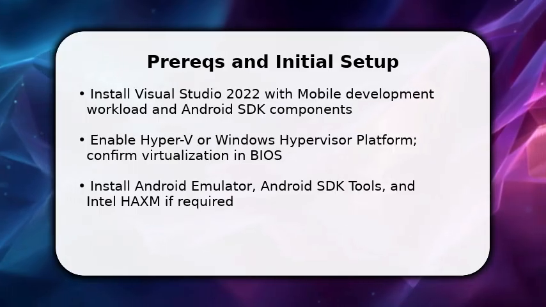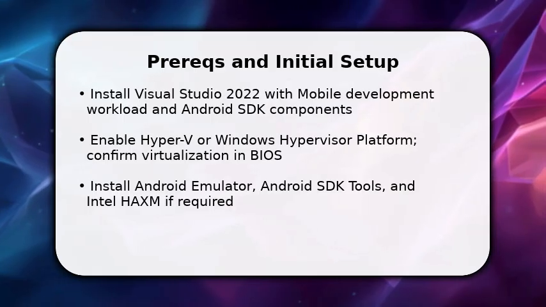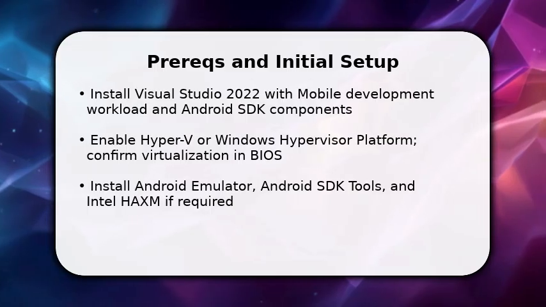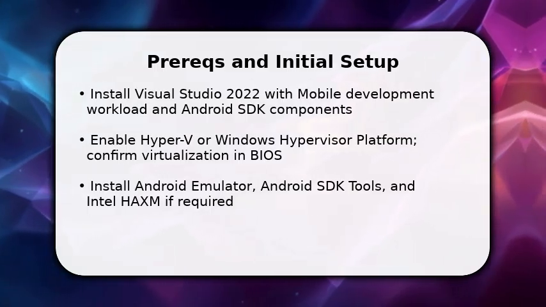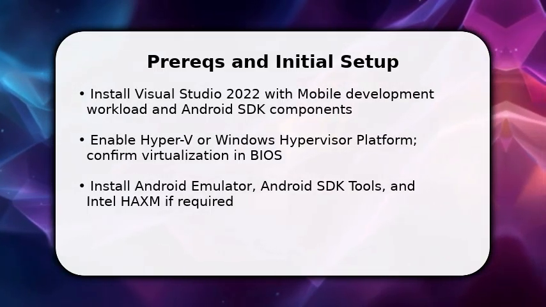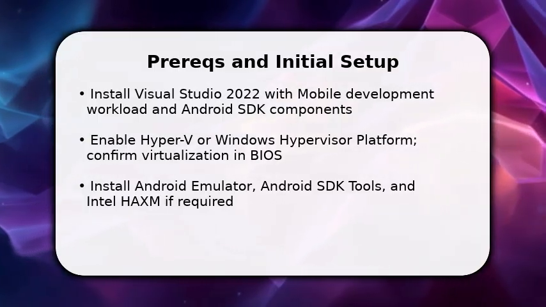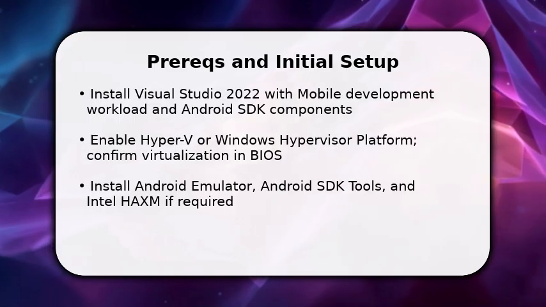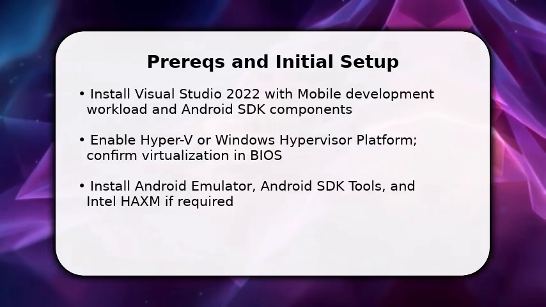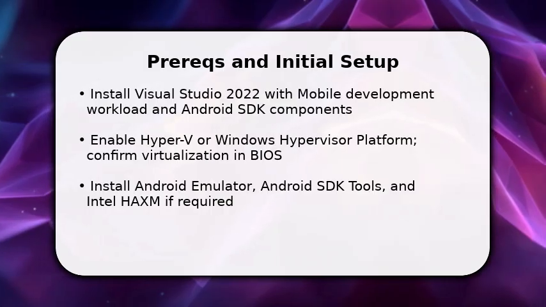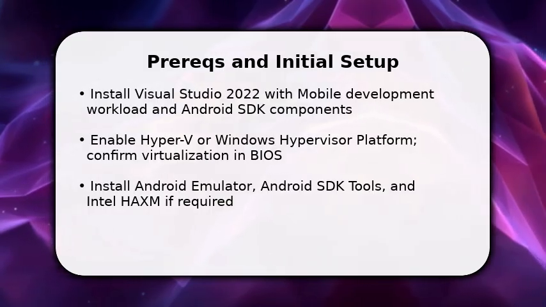You start by confirming prerequisites and installing core tools. You must open Visual Studio Installer and add the mobile development with .NET or C++ workload, then include Android SDK and Emulator components. Once done, enable Hyper-V or Windows Hypervisor platform in Windows Features and check that CPU virtualization is enabled in BIOS, because the emulator needs hardware acceleration.